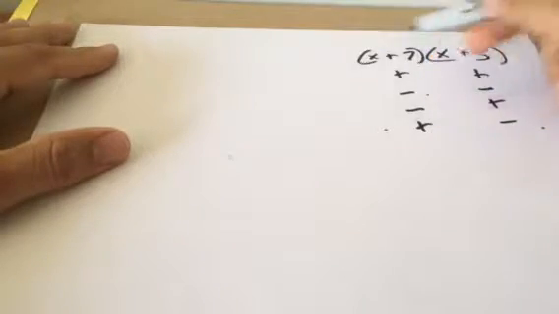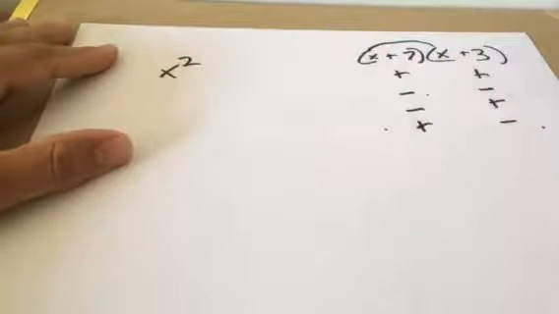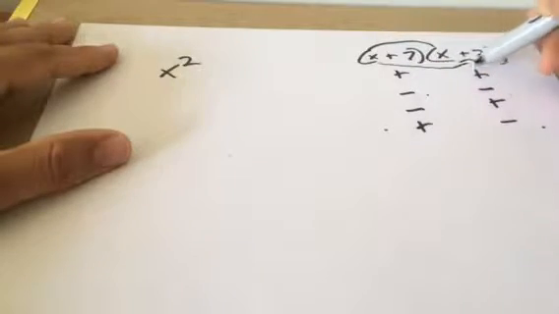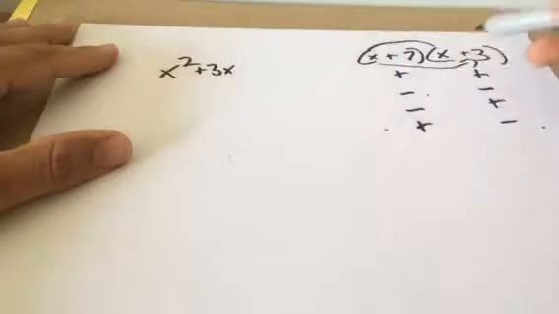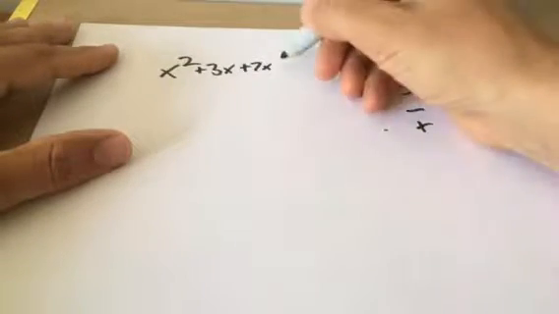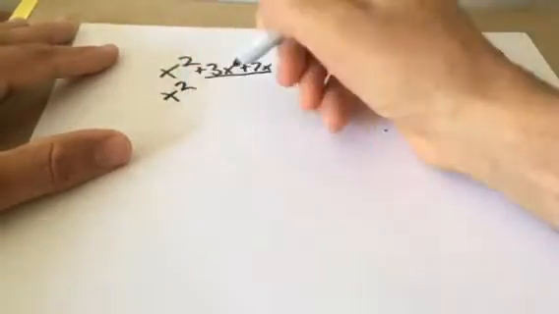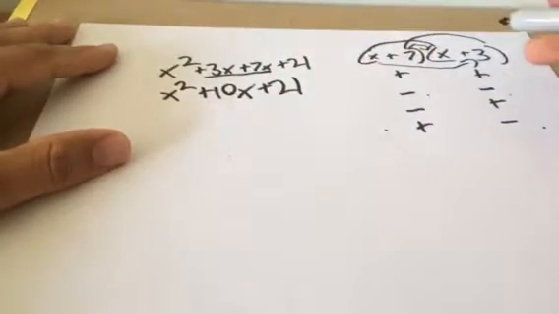Now, when you multiply these together, you've got your first, which in this case gives you x squared, because x times x is x squared. Then you have your outside, which is x times 3. That's a positive 3, so we get plus 3x. Then we have the inside, plus 7x. And then we have the last, 7 times 3, plus 21. You combine like terms: x squared plus 10x plus 21. What do you know, we got ourselves a little trinomial.